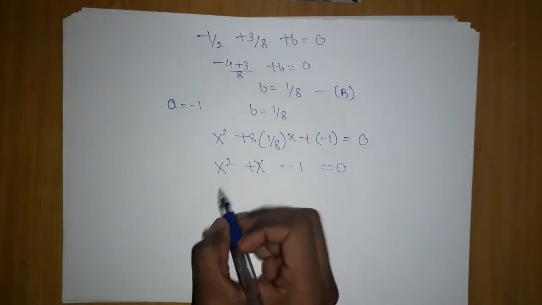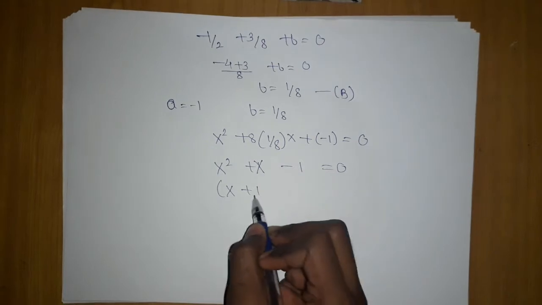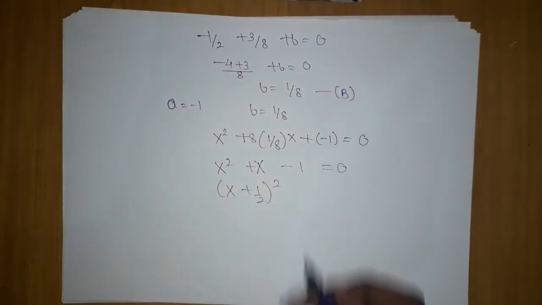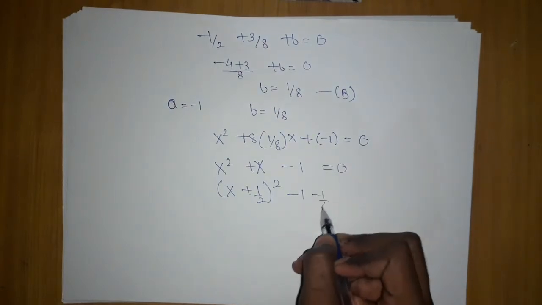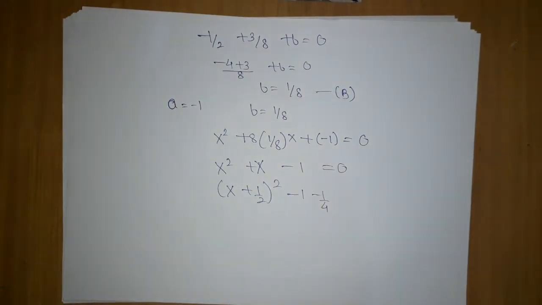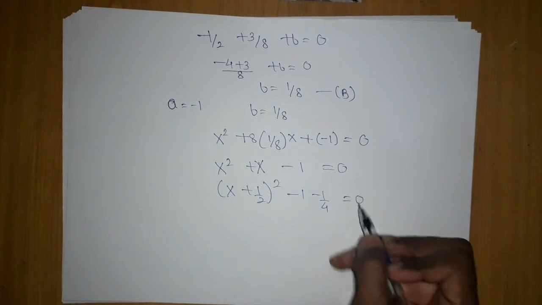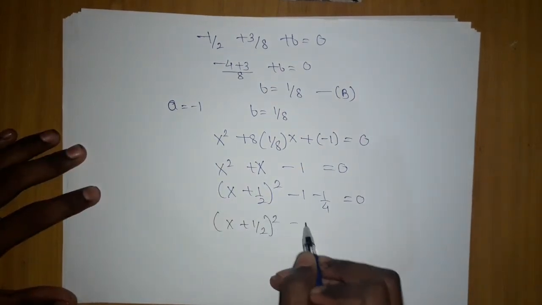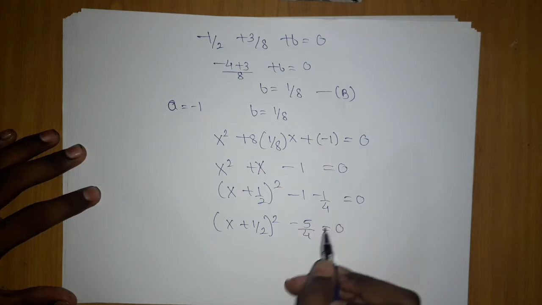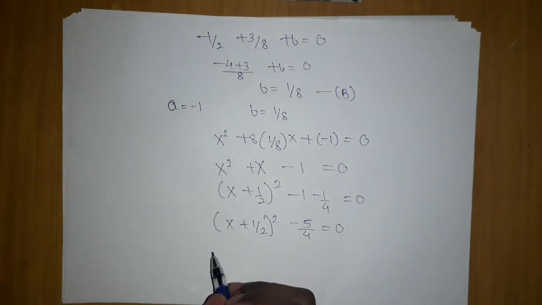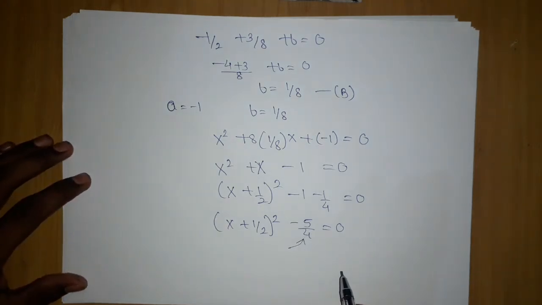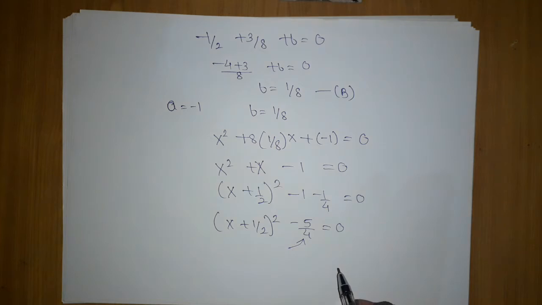This can be written as x plus 1 by 2 the whole square, and here we will require 1 by 4, and 1 minus 1 by 4 will come here. So what are we getting? We are getting x plus 1 by 2 the whole square minus 5 by 4. If this square becomes 0, then the minimum possible value is this.